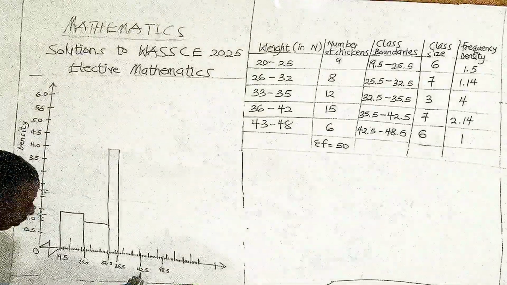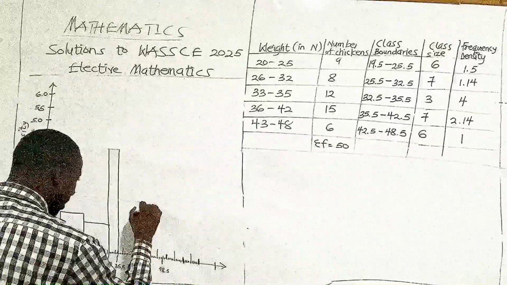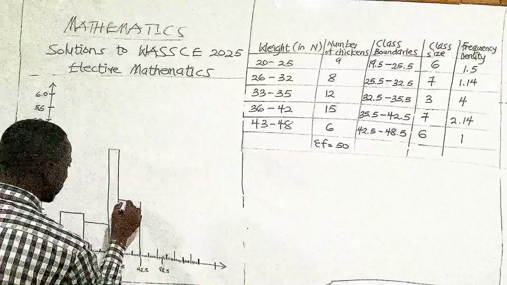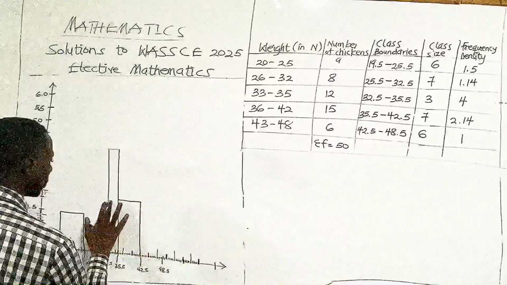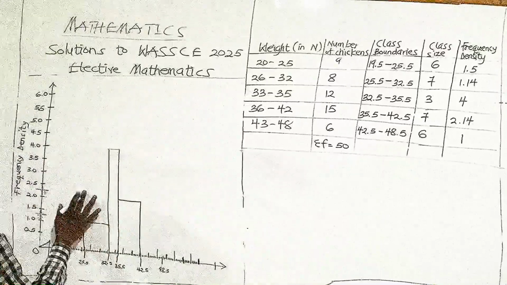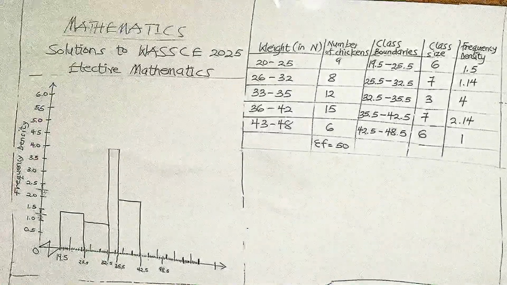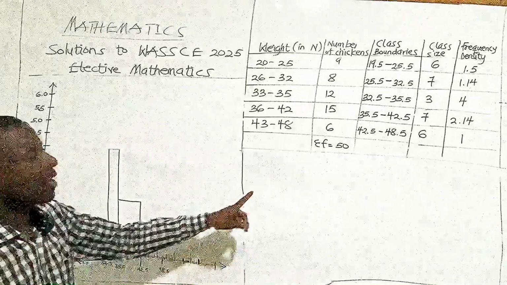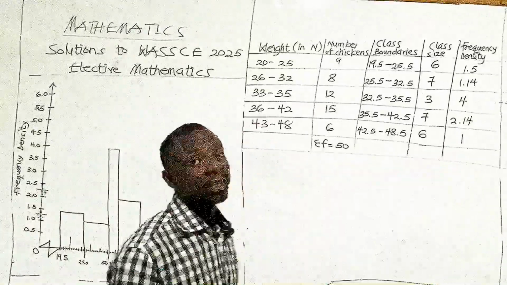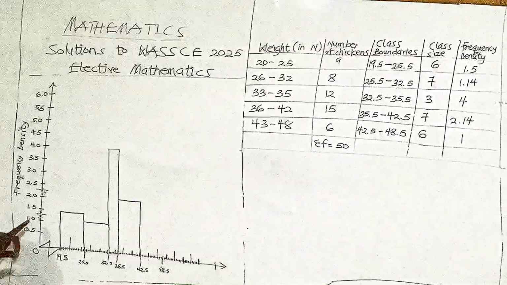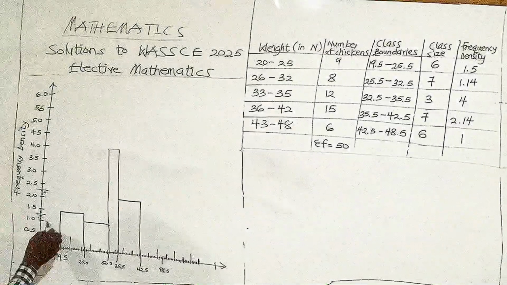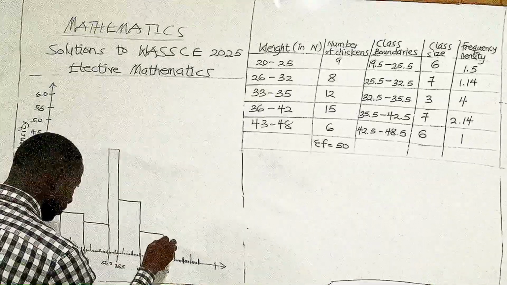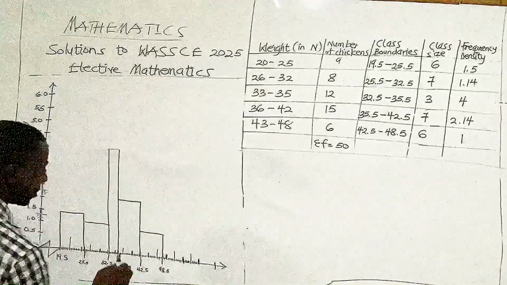All right. So with the bars, we already have them. So we just trace and then we draw. All right. Against this. All right. So this is how it will be. Then the last one, 42.5 to 48.5. Under the frequency density, it is corresponding to 1. And we have 1 from here. This is 1.